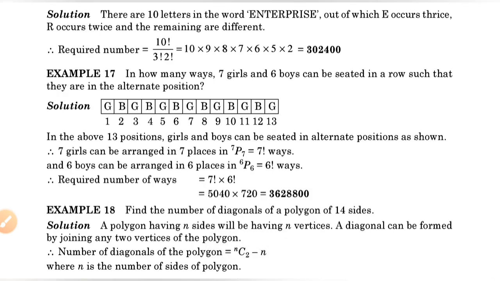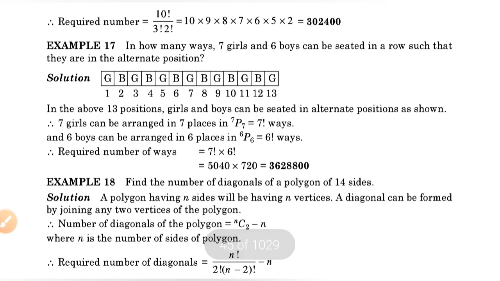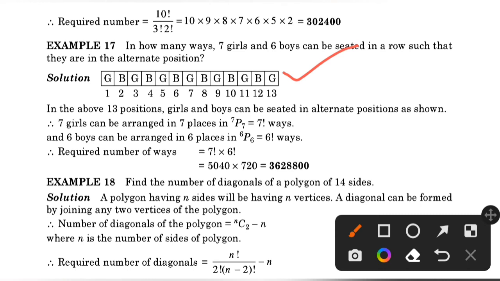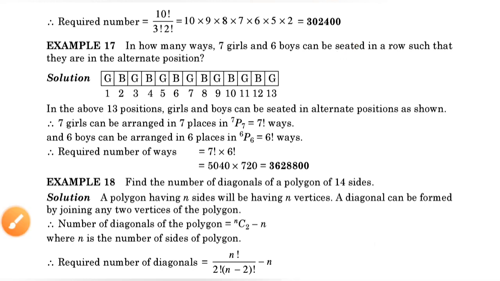Okay, in example 17, in how many ways can 7 girls and 6 boys be seated in a row such that they are in alternate positions? So there are 13 positions, 7 girls and 6 boys, and they are seated in alternate positions as shown. You can see here, this is their position. Now the 7 girls can be arranged in 7P7, that is 7 factorial ways, and 6 boys can be arranged in 6 factorial ways. So the required number of ways is 6 factorial into 7 factorial, which gives us 3,628,800 ways.